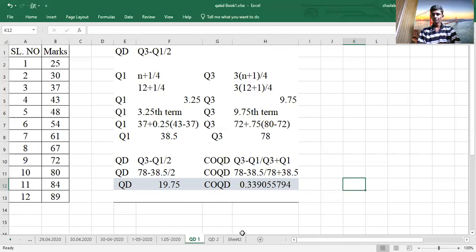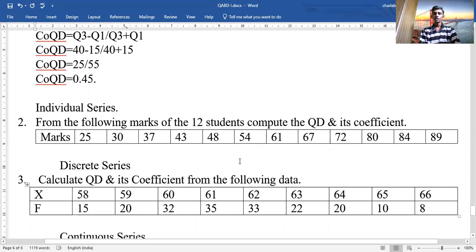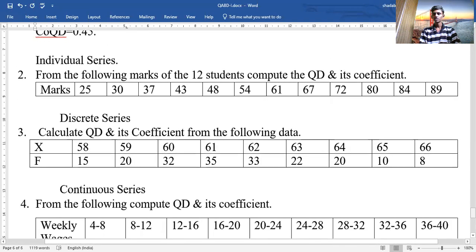Now we will go further and calculate another question, which is based on discrete series. We will calculate that one also here in today's class only. Now the discrete series question: calculate quartile deviation and its coefficient from the following data.